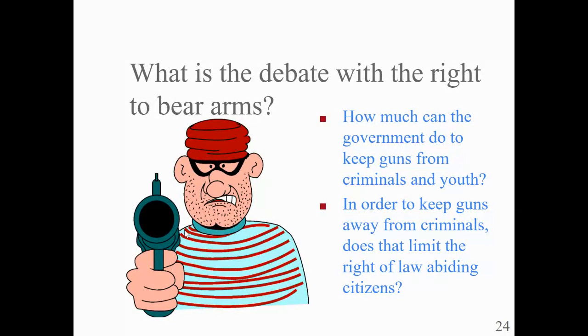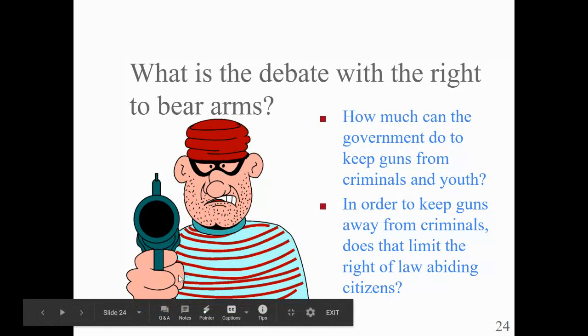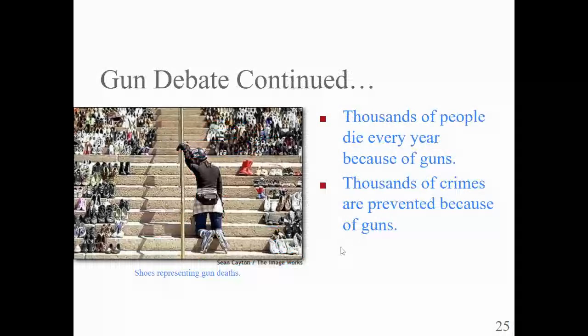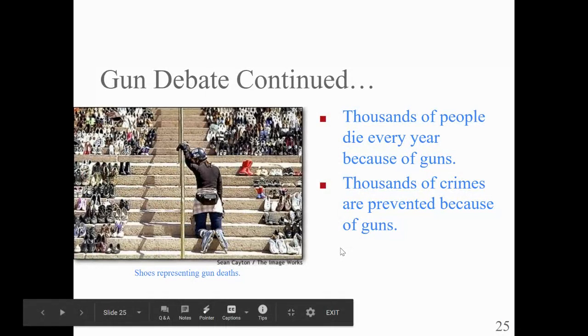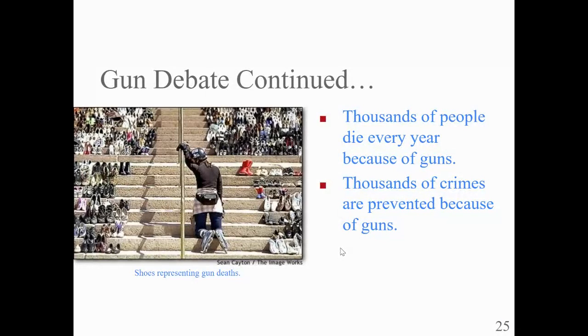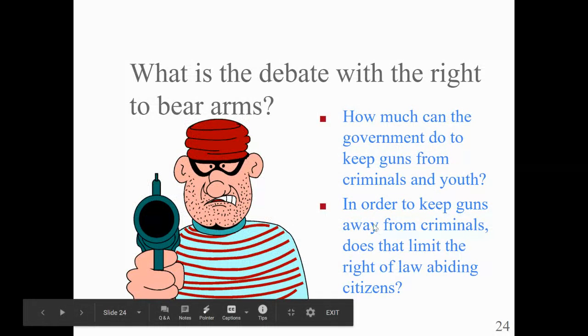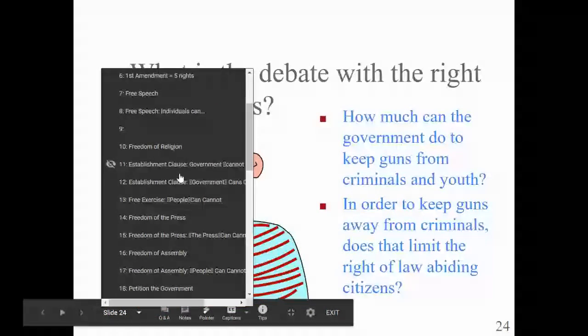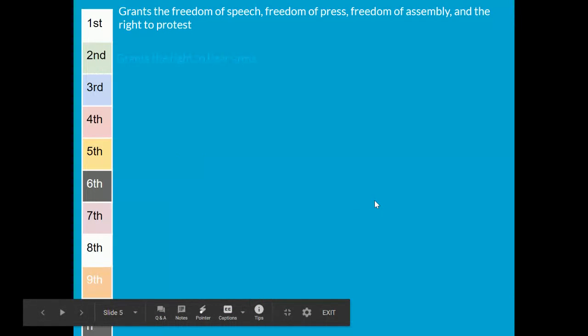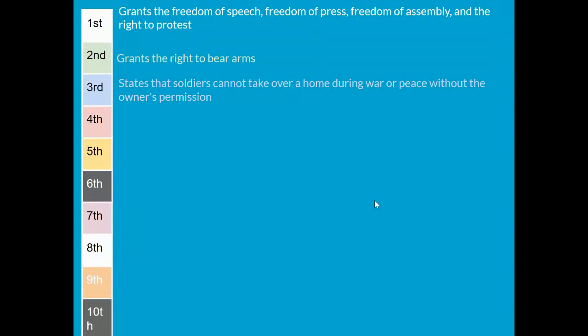So in terms of this one, how much can the government do to keep guns from criminals and youth? In order to keep guns away from criminals, does that limit the right of the law-abiding citizens? So just trying to figure out if guns are more helpful than hurtful or the other way around. That's a kind of a hot topic in our world today, trying to figure out how to prevent guns from being used in the wrong way. But this is something that is protected in the Bill of Rights, is that people are allowed to, and they're protected by the Bill of Rights, allowed to bear arms, so own weapons.